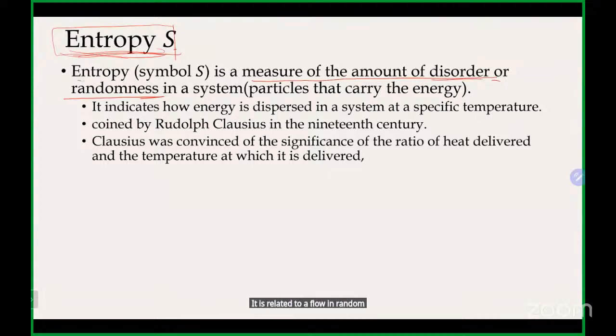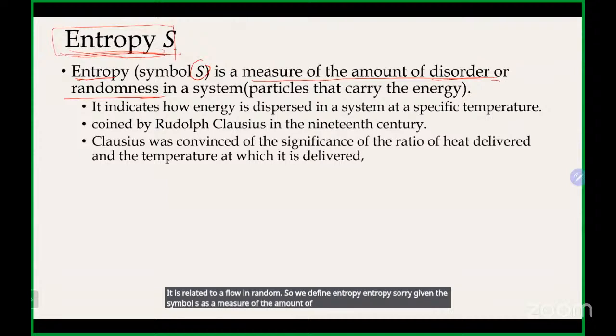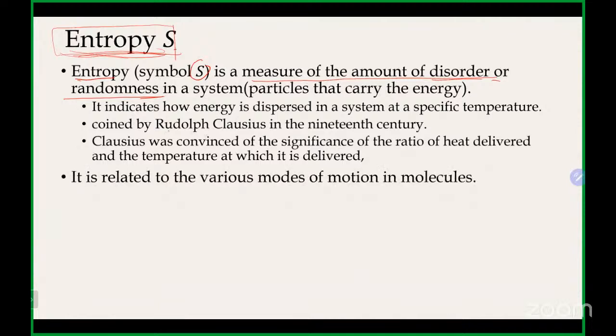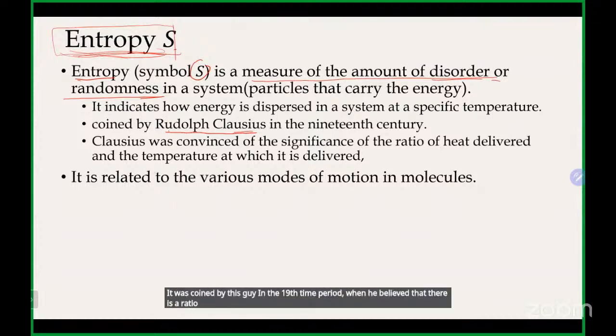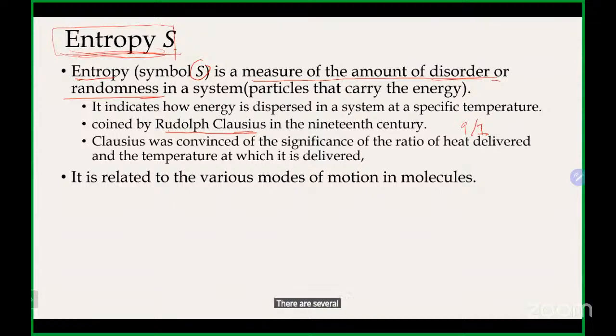So we define entropy, given the symbol S, as a measure of the amount of disorderliness or randomness in a system. It was coined in the 19th century by someone who believed that there is a relationship between heat and temperature. The several motions in the molecule contribute to entropy, much like they contribute to the internal energy.